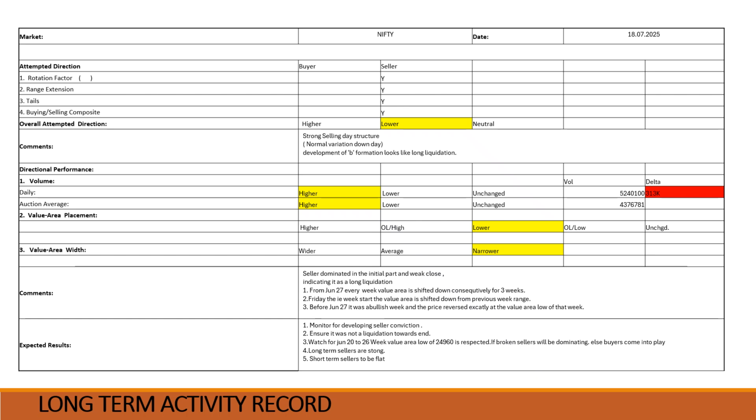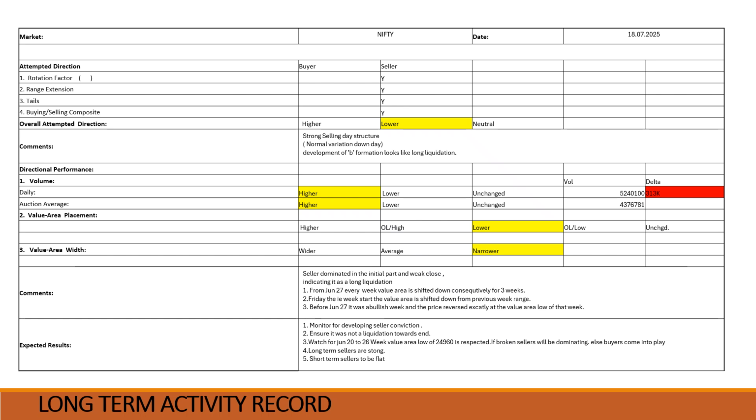So last Friday, if we see that rotation factor was favoring seller, range extension also was favoring the seller side, tails was also favoring the seller side, and the buying composite was a seller's composite. So overall it was lower. Overall the attempt was that the market was trying to be lower. And if we see the structure for that day, that was a strong selling day structure, normal variation down day.